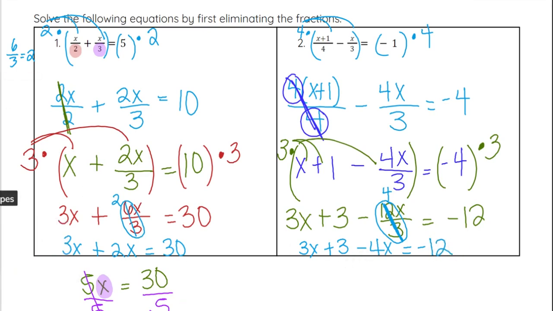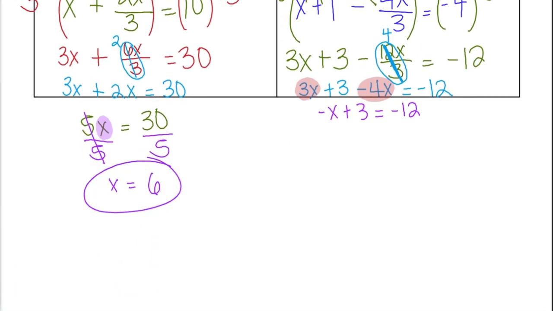At that point, just like the last one, we combine like terms. So 3x minus 4x will combine to be that negative x. So we'll have negative x plus 3 equals negative 12. And once we have this, then we go ahead and look at getting that x term by itself. So we are going to get the x term by itself, this negative x, by getting rid of that plus 3. The opposite of plus 3 is minus 3. So we subtract 3 from both sides, and we have negative x equals negative 12 minus 3, which is negative 15.